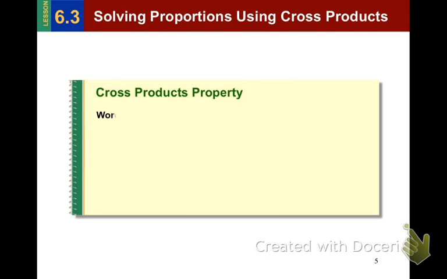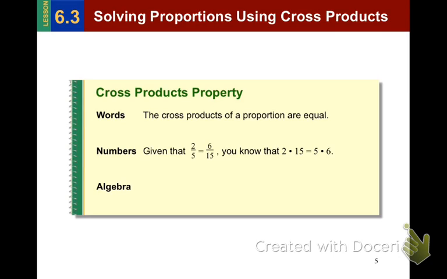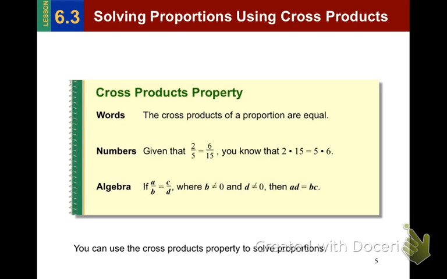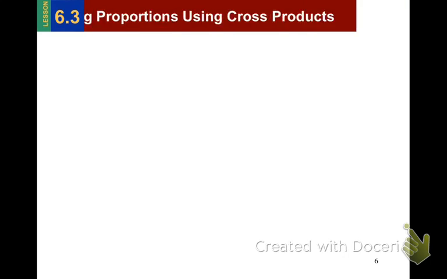So then you can summarize the property. In words, the cross products of a proportion are equal. That's if it's a proportion. In numbers, you could show 2 times 15 and 5 times 6, and then using the variables, of course, a times d equals b times c, and that's if b and d are not 0, because dividing by 0 is undefined. So let's use it to solve some proportions.